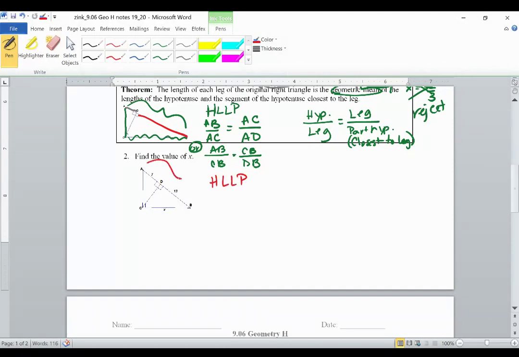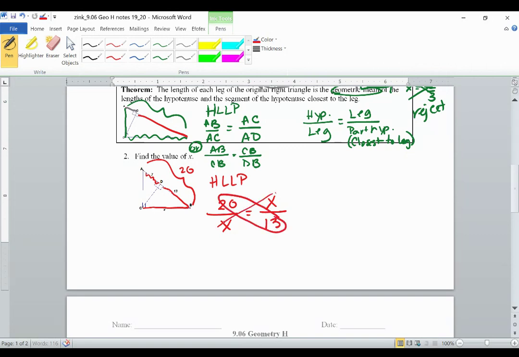So that tells me I want to take my entire hypotenuse. So 7 plus 13 gives us 20. So 20 over my leg. So I'm looking for this leg over here. So we're going to use X over the part closest to X. So we're saying, is 7 closer to X or is 13 closer to X? In this case, 13 is. So that's what I'm going to put there.